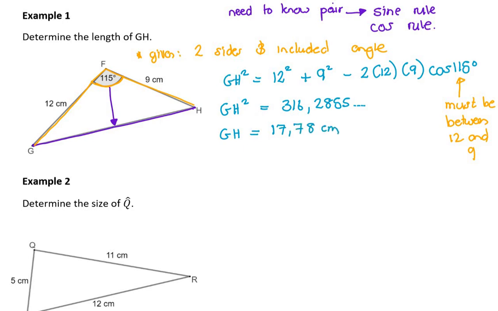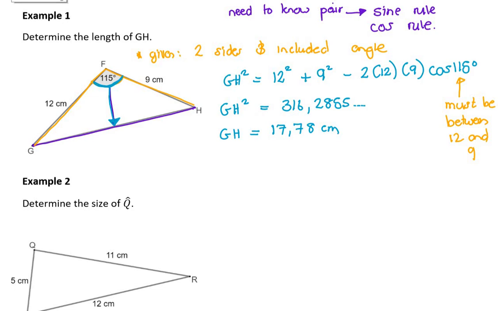Now I always try and ask myself, does that make sense? And every now and again we draw a bad picture and it looks like an obtuse angle and it's not, or something. But we try very hard to draw accurately. So let's notice 115 is definitely the biggest angle in the triangle. I know that because the angles have to add to 180, so there's no way you can have another angle that's bigger than 115. So opposite the biggest angle has to be the biggest side. So this side GH has to be bigger than 12 and 9. And so 17.78 makes sense.